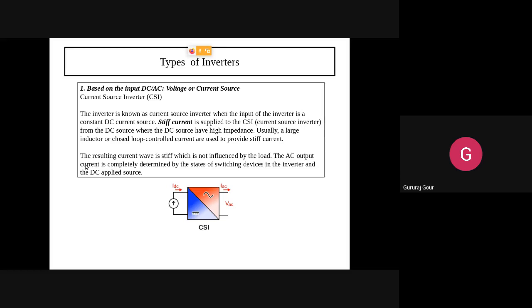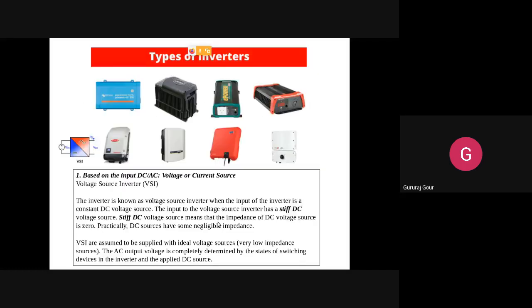Okay. So the second one is the current source inverter, where we'll be having a DC current source as input. With stiff current, means it will have a very high internal impedance, and once again the AC output ratings depend on how much stiffness we maintain at the input DC source and the rate of changing of the different states of different switching elements in this inverter or CSI. So this is all based on DC.